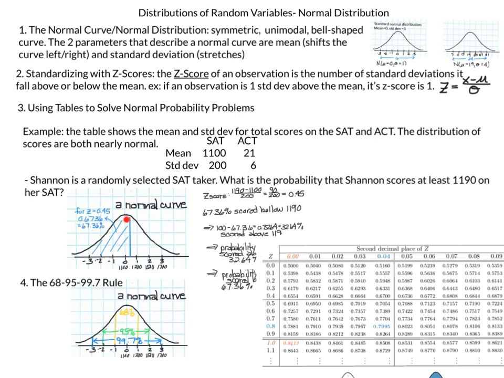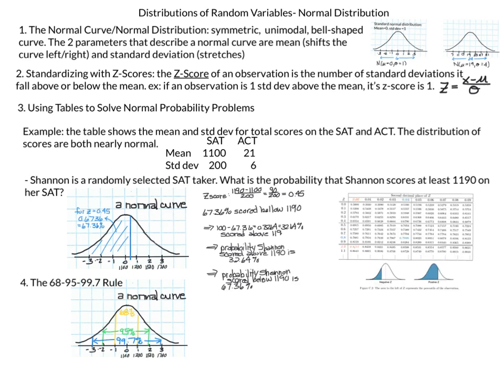That's this area under the curve, which represents the percentage of scores that were below 0.45 standard deviations, which means the probability Shannon scores at least 1190. Be careful, it's not this. This shaded region is the probability that it's 1190 or lower. It's going to be this region here, which is going to be 100% minus the 67.36.